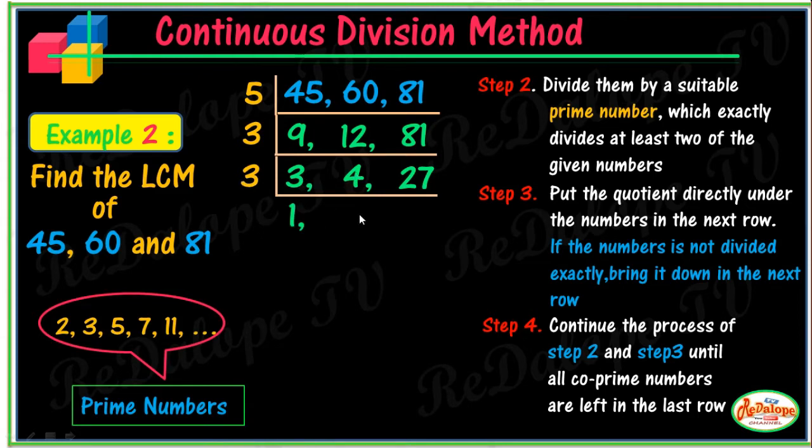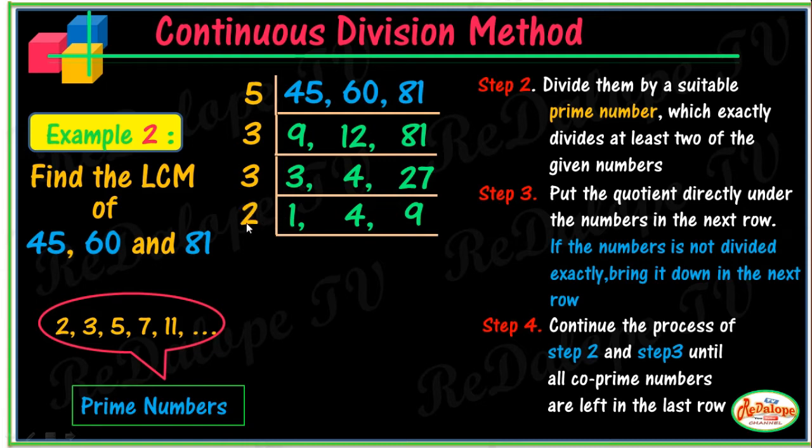So ang gagawin natin dito ay ilalagay lang natin siya dito sa ilalim. So 4 by 3, lagay lang natin dito sa ilalim. So that is 4. 27 divided by 3 is 9. 1, 4, 9 are not co-prime, so we will continue the process. So step 2, we'll divide them again by a suitable prime number. 4 can be divided by 2. So we'll make use of 2 here.